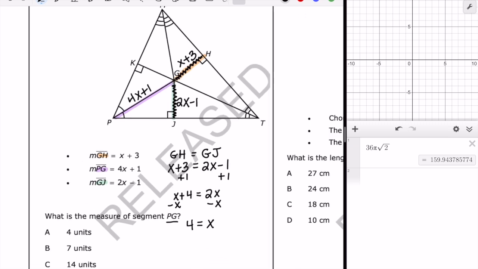But they want us to find P to G, so the purple. So P to G is 4x plus 1. So we're going to say 4 times 4 is 16, plus 1 gives me a total of 17.